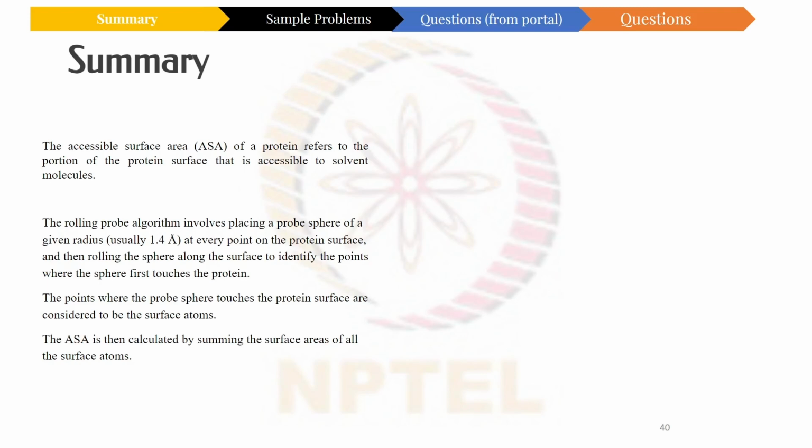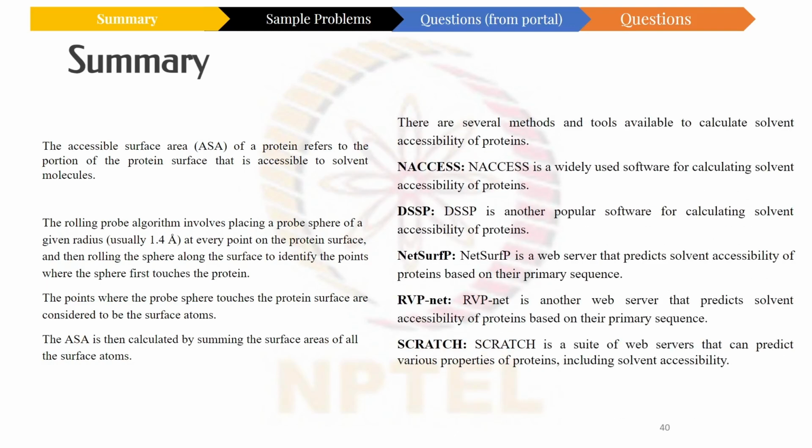So there are several methods available, such as NACCESS, DSSP, NetSurfP, RVP-Net, and SCRATCH. Currently, we have one Python module called the FreeSASA module, which is a fast and reliable method for calculating the solvent accessible surface area of proteins, and it also allows modification of the probe radius. In the case of globular proteins, we use water as the probe, so the radius is 1.4 Angstrom.